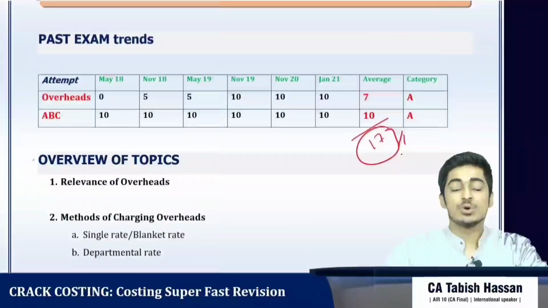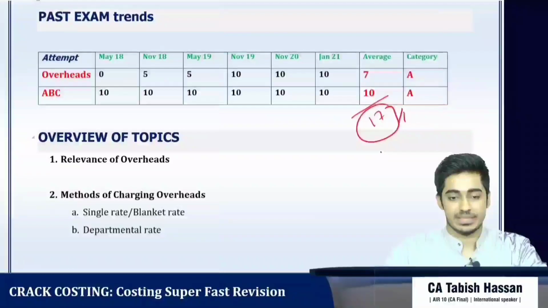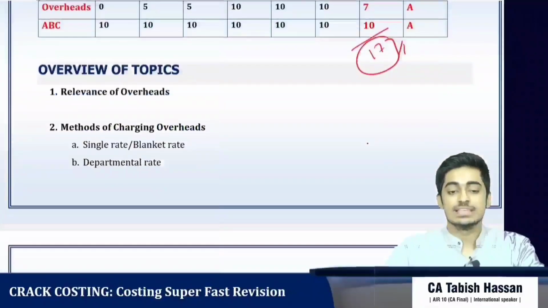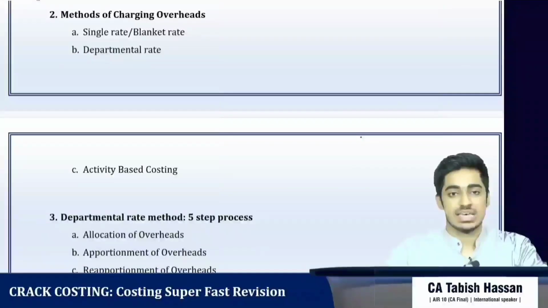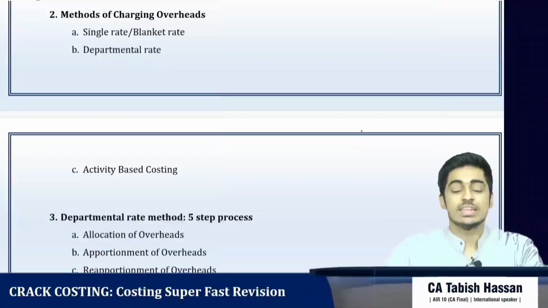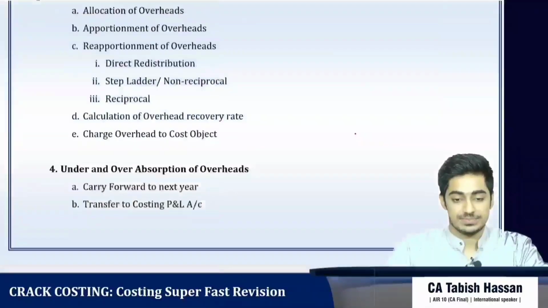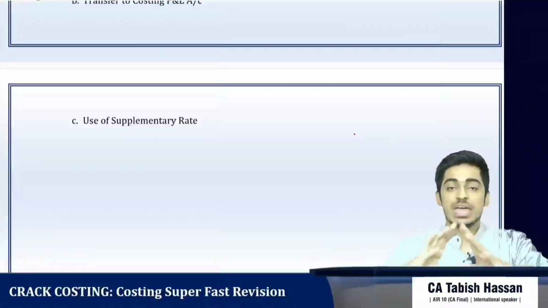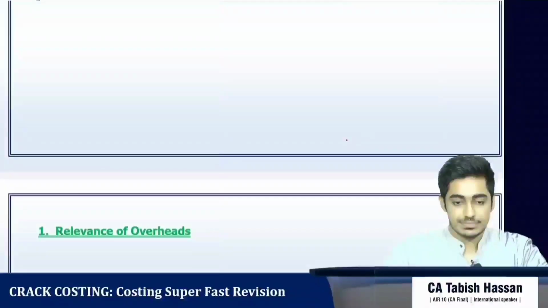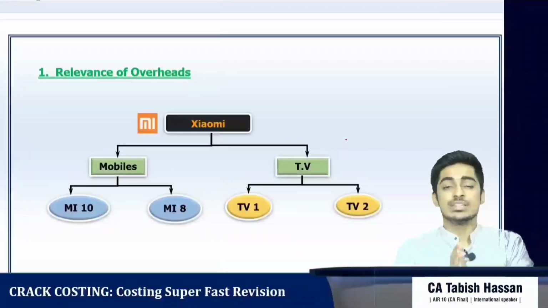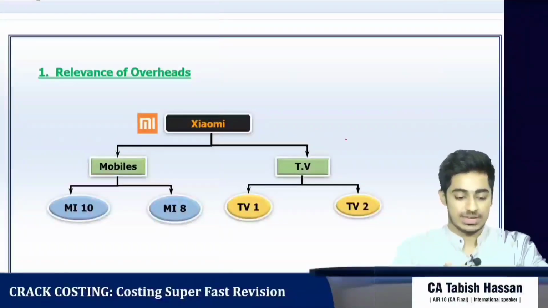First, let's have an overview of all the topics in this chapter. First, we'll discuss the relevance of overheads. Why is it important? Next, we'll discuss the methods of charging overheads. We'll discuss the single rate or blanket rate method. We'll discuss the departmental rate method, and we'll also discuss activity-based costing. Then we'll discuss the 5-step process of getting the departmental rate. Then we'll discuss under and over absorption of overheads. So this way I have divided the entire chapter. So now let's get to the first topic, relevance of overheads.